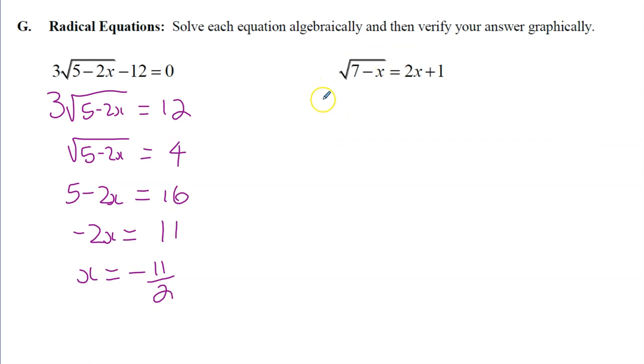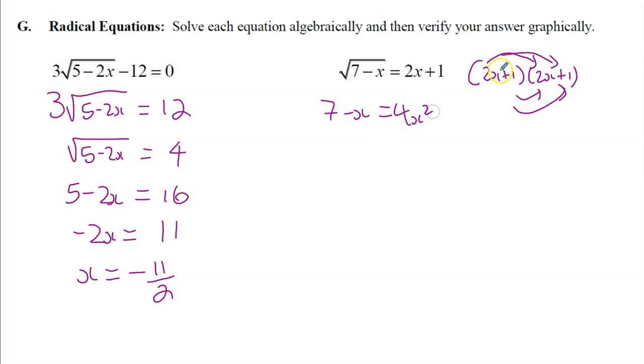The radical is isolated, so we square both sides. Now you're squaring a binomial, right? So really what we want to do is this, 2x plus 1 times 2x plus 1. So we're going to get 4 products, right? FOIL. So we're going to get 4x squared plus 2x plus another 2x. So it's going to be plus 4x plus 1.